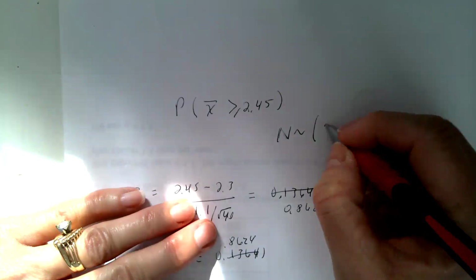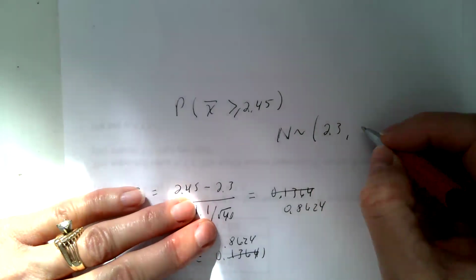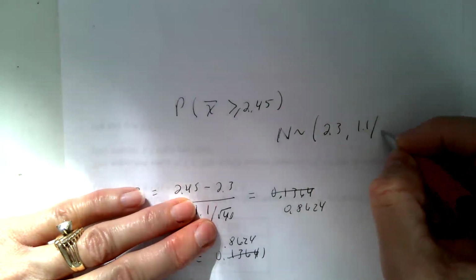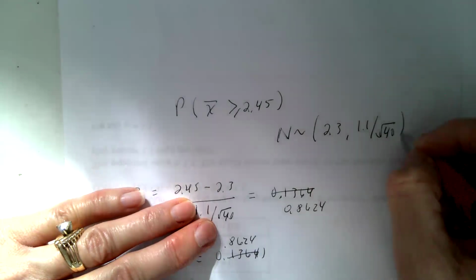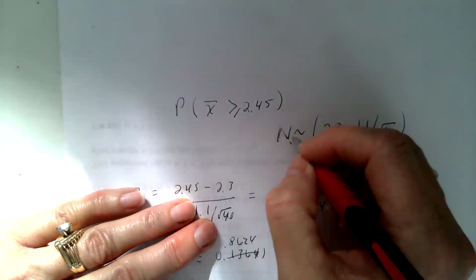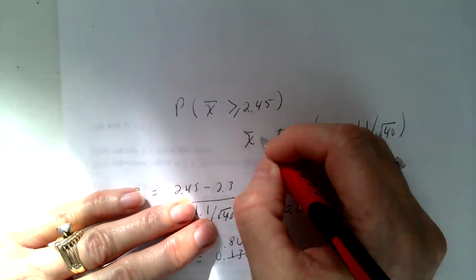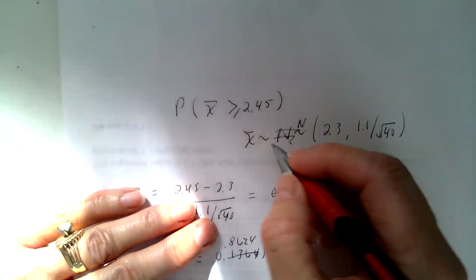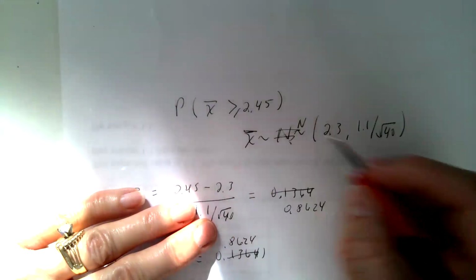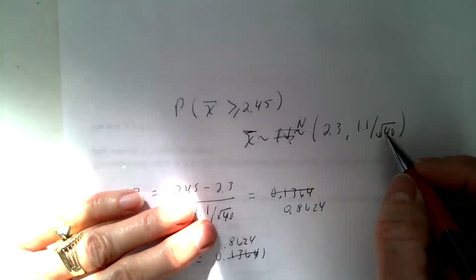Where the mean is 2.3 and the standard deviation is 1.1 divided by the square root of 40, because the sampling mean is normal. So we're talking about the distribution of the sampling mean, where we have to divide by the square root of 40, okay?